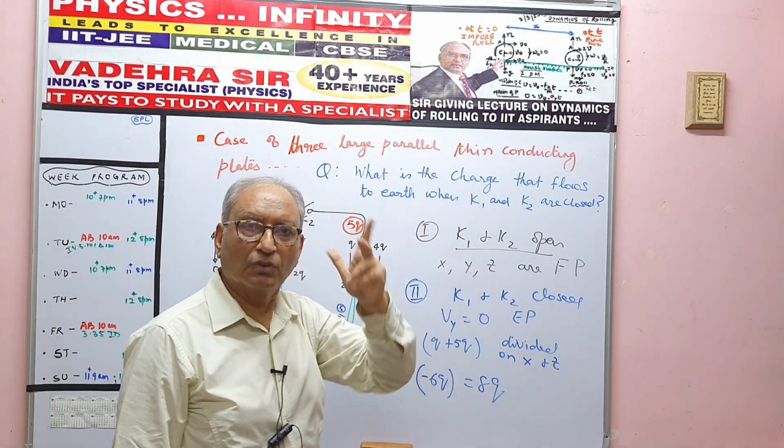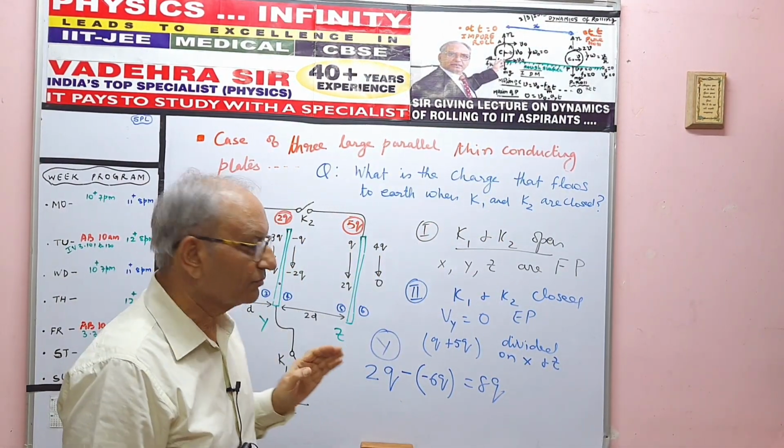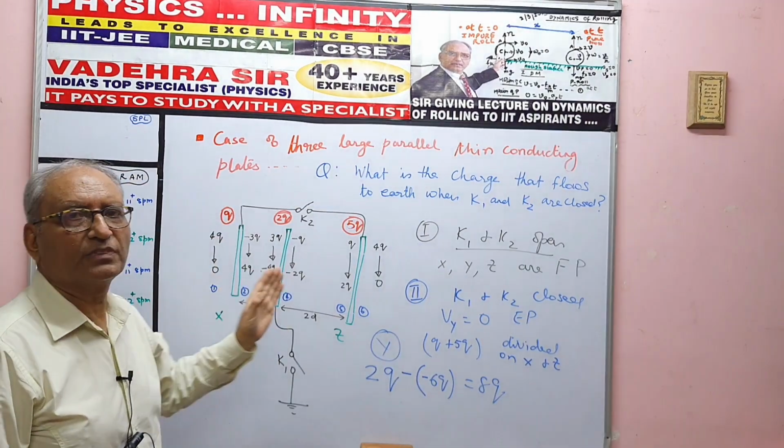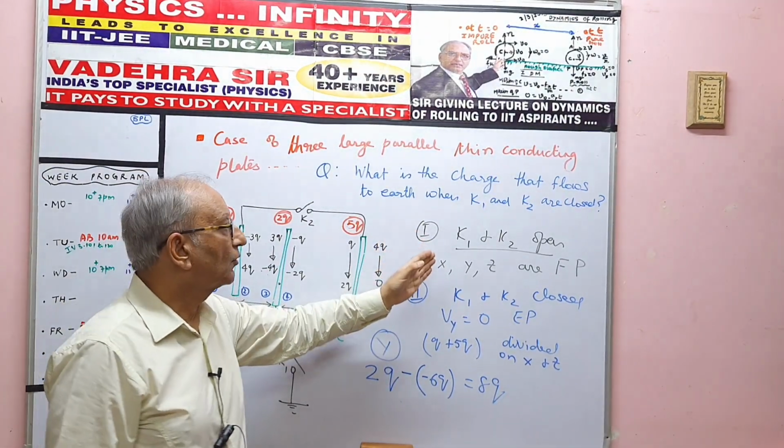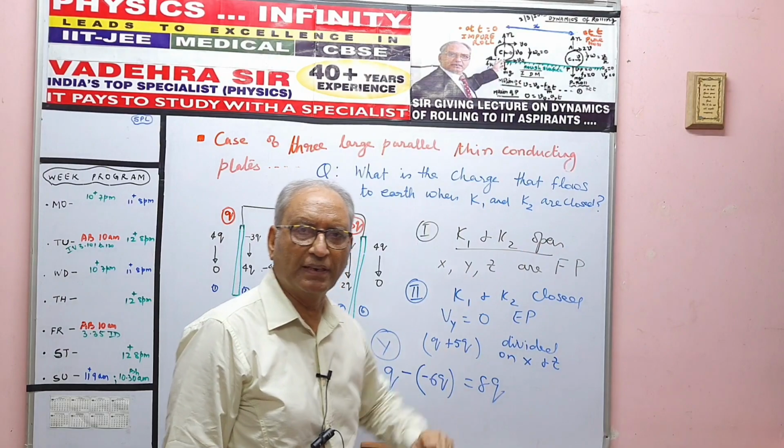My question is, how much charge will flow to earth when K1 and K2 are closed? So first let us take case 1, what are the charges initially when both the switches K1 and K2 are open? Easy.